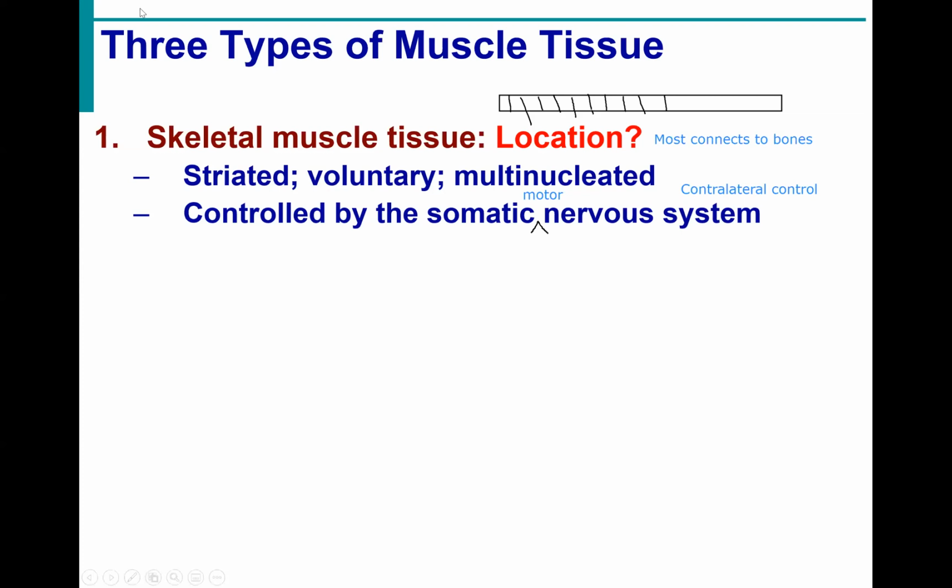Now, the next characteristic of our skeletal muscle that you see here is that it is multinucleated. That, of course, means that it has more than one nucleus.